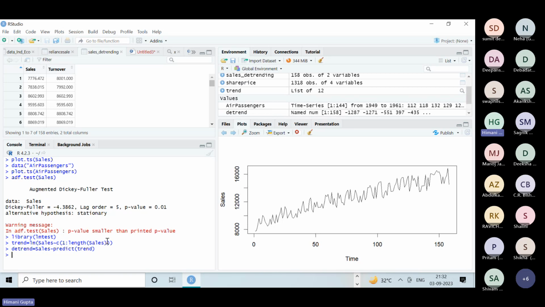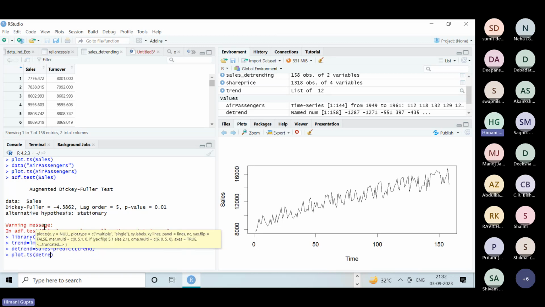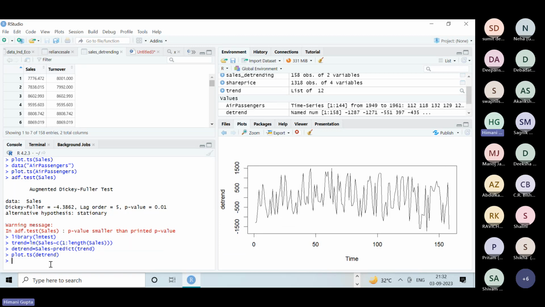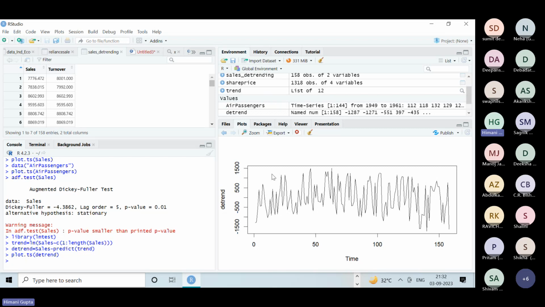Dtrend is created over here, and now if I'm going to plot it, plot.ts dtrend. Now you can see that the trend is removed. From 0, this is 0, this is 500, this is minus 500. If you draw a straight line from 0, all the values will fall around 0. Your trend is removed. Now you can see this diagram and that diagram. They are similar, the only difference is that the trend is removed. Now my data is ready to work on.